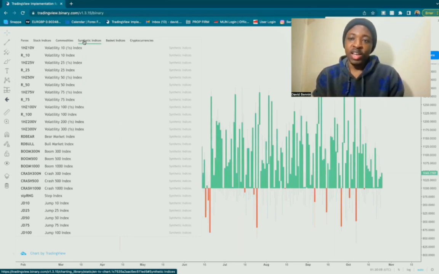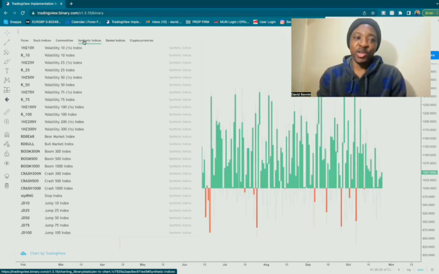So if you are someone that has been complaining, 'Oh, I entered this trade and I was spiked out because of the news,' and you don't understand the fundamentals and you don't want to go through the pain of understanding the fundamentals, then you need to consider trading synthetics.